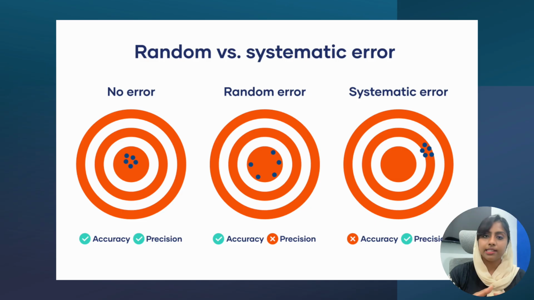And if you take a look at the second diagram, all the arrows are in the center but they are not close together. So there is accuracy but no precision. This is what random error stands for. And the next one is a systematic error. As you can see, the arrows are close together but they are not in the center. So in this case, there is precision but no accuracy. So this is systematic error. And bias is a form of systematic error. Another form of systematic error is confounding.